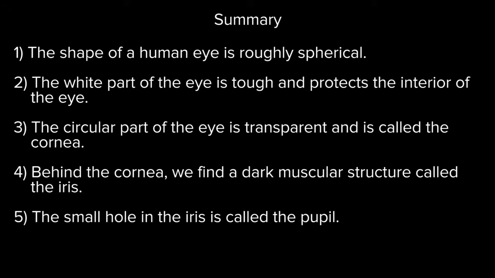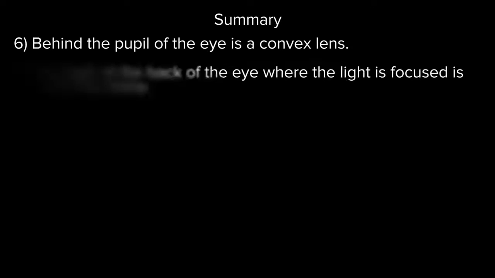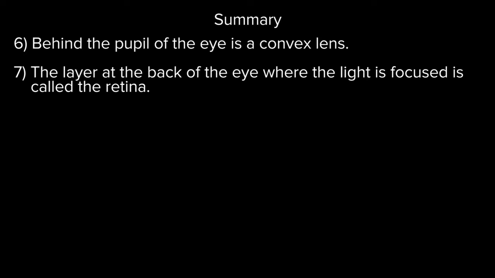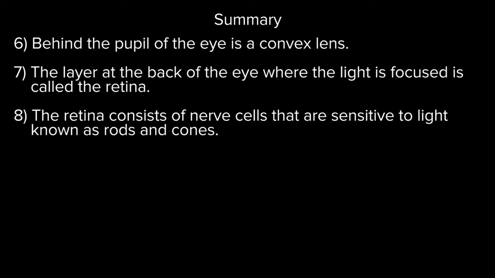Fifth, the small hole in the iris is called the pupil. The size of the pupil is controlled by the iris. Sixth, behind the pupil of the eye is a convex lens. The convex lens focuses the light entering the eye on the back of the eye. Seventh, the layer at the back of the eye where the light is focused is called the retina. Eighth, the retina consists of nerve cells that are sensitive to light, known as rods and cones.